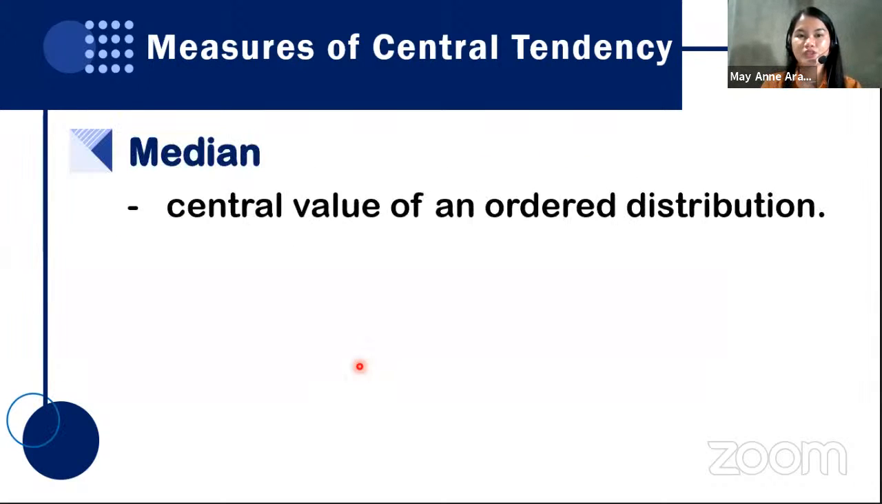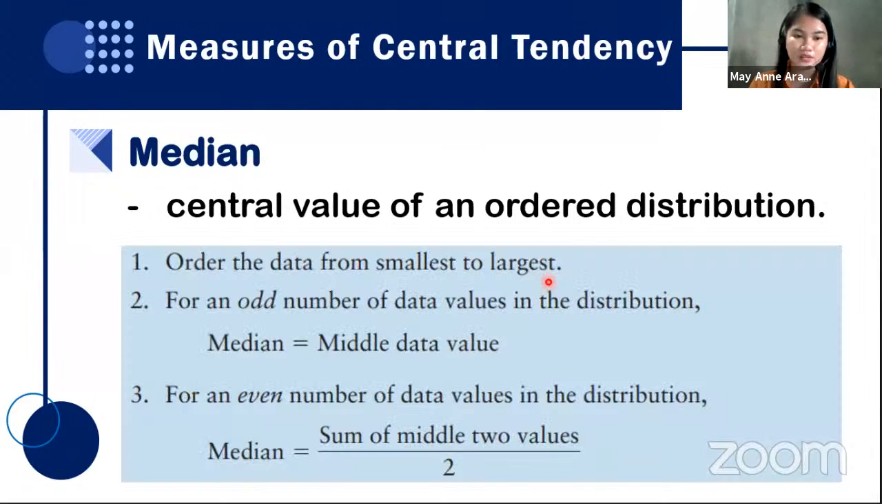Next, another measure of central tendency is the median, so middle. This is the central value of an ordered distribution. So these are the steps to find the median. The first thing you need to do is to arrange the data from smallest to largest. So this is the important part, no? Dapat naka-arrange siya. So for an odd number of data values in the distribution, the median is just the middle data value. So after arranging, you can easily determine the median since odd number naman yon, so may gitna siya.